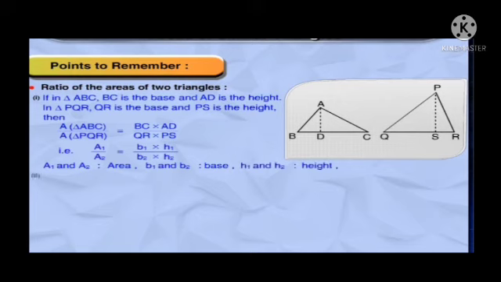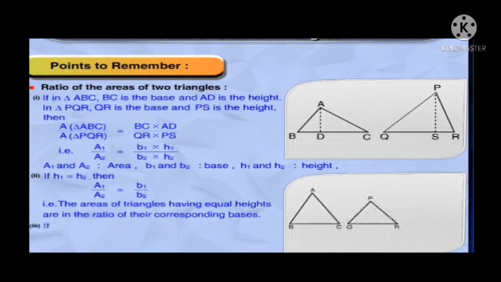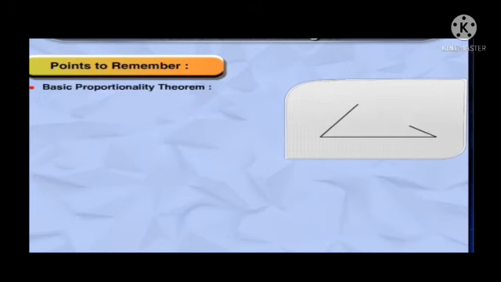Second, if H1 is equal to H2, then what do we get? Yes, very good. So here we get A1 upon A2 is equal to B1 upon B2. That is, the areas of triangles having equal heights are in the ratio of their corresponding bases. You can see these triangles here. Third, if B1 is equal to B2, then what do we get, students? Yes, A1 upon A2 is equal to H1 upon H2.